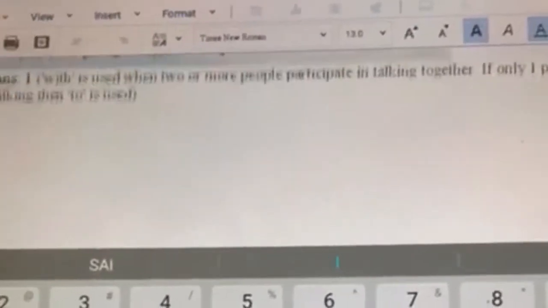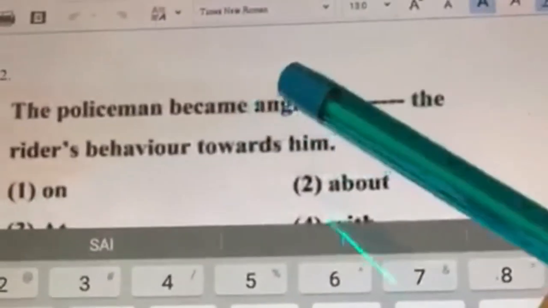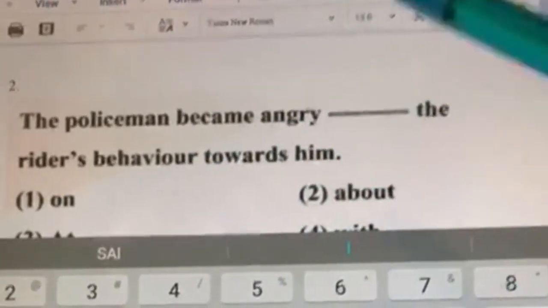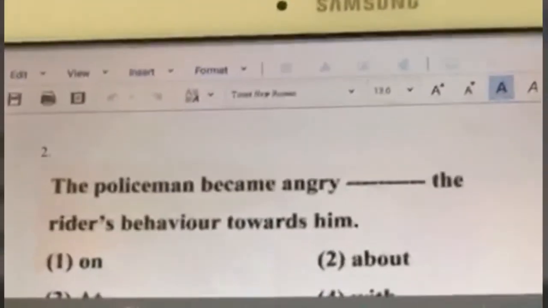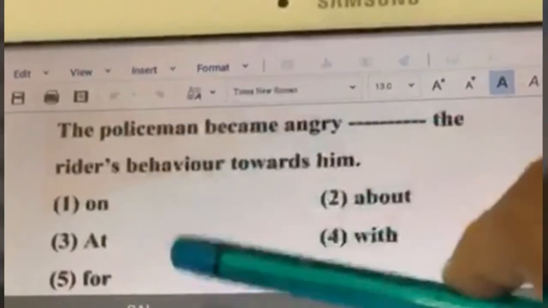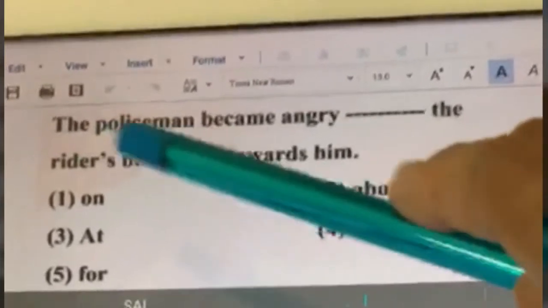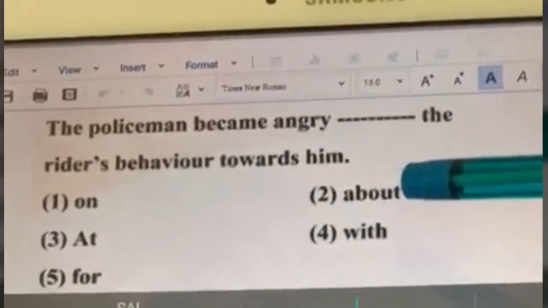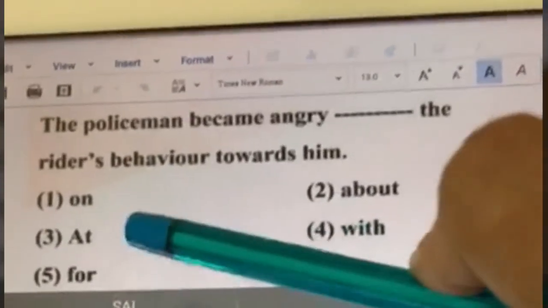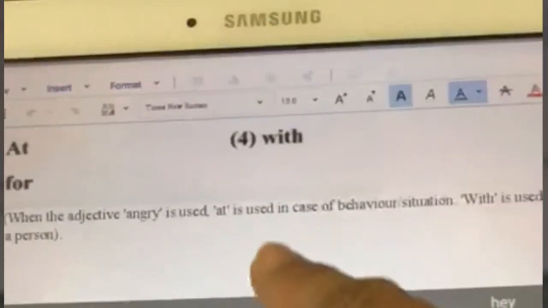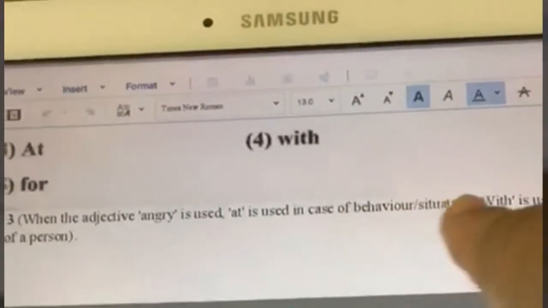All right. Next question. The policeman became angry dash the rider's behavior towards him. Again, here we have angry with and angry at. Look at the options: on, about, at, with, and for. It is definitely not on. You will never say angry about the rider's behavior or angry for. It is either at or with. When do we use at or with? At is used in case of a behavior or a situation.